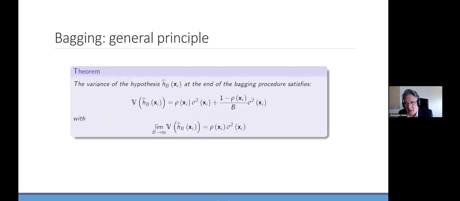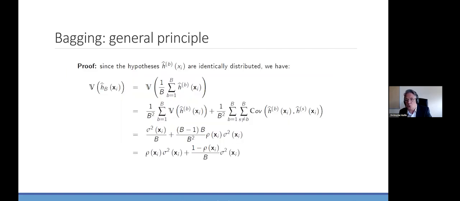The main result of bagging is the following. The variance of the bagging model, so the variance of the final model, is equal to this equation. It corresponds to the correlation times the variance of the individual model, plus one minus the correlation, divided by B, the number of bootstrap samples, times the variance of the individual model. Let me just show you the proof.